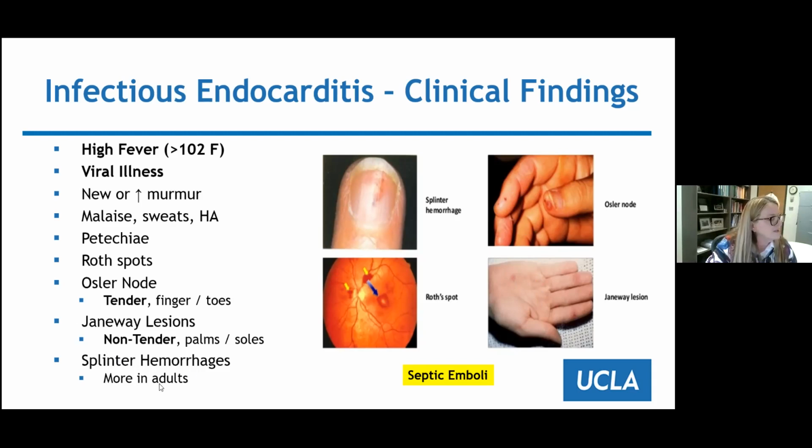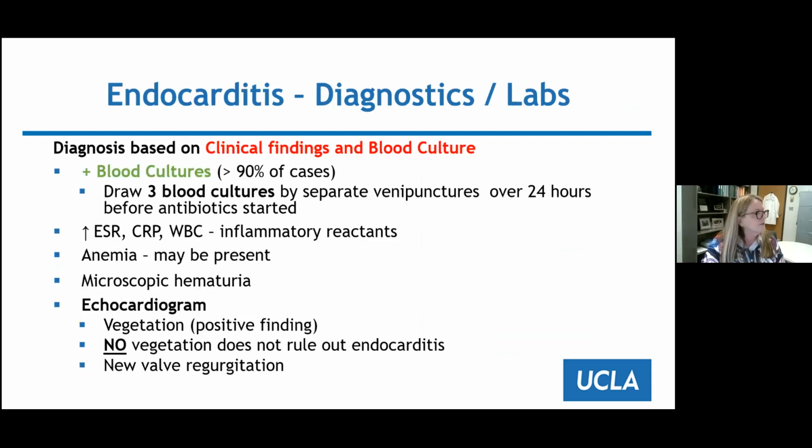And then more so in adults, you will see on the nail bed these hemorrhagic splinters. We don't often see them in children, but if we have a patient admitted to the hospital with infectious carditis, you will see people looking at their nail beds regardless that they're not an adult.